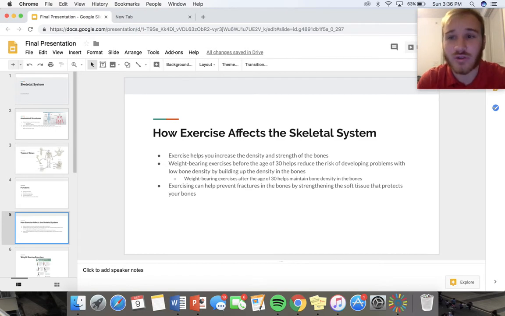And if you start exercising after the age of 30, doing these weight-bearing exercises will help maintain the current bone density in your bones. It will help reduce the risk of losing that density quicker. And finally, exercising can help prevent fractures in the bones by strengthening the soft tissue that protects all your bones.